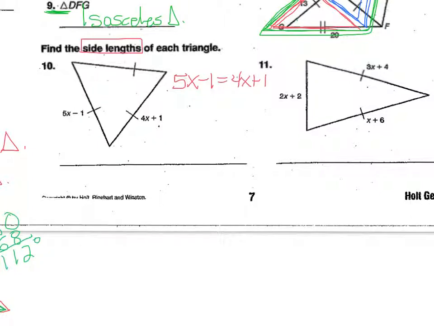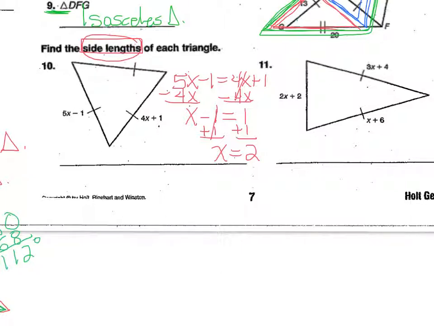What do you move first? Move the x to one side. You move the smallest x to where you have the biggest x. So which is the smallest x? The 4x. So we subtract 4x. And 5x minus 4x is just 1x or just x. And then we get rid of the negative 1, adding a 1 to both sides. So x is 2. But they want the measurements of the side lengths.